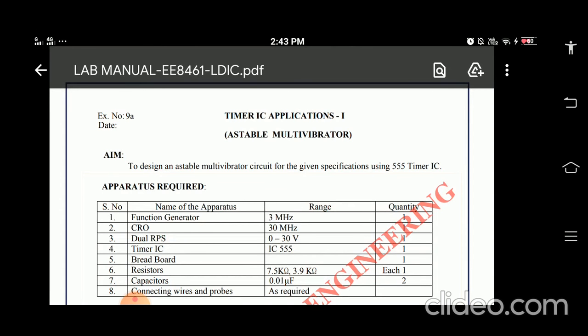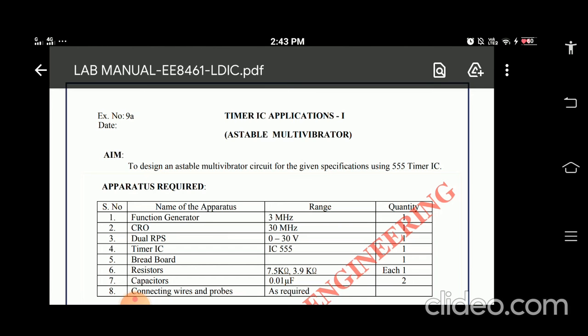For that we require some apparatus. First, the function generator; we can give the input for the circuit diagram with the help of this function generator. CRO, from which we can get the output. Dual RPS, which is also used to give the input for our circuit and timer IC. The major operation will be played by this IC 555 timer.